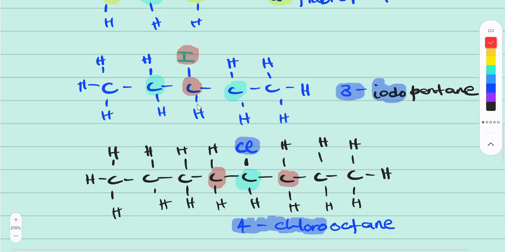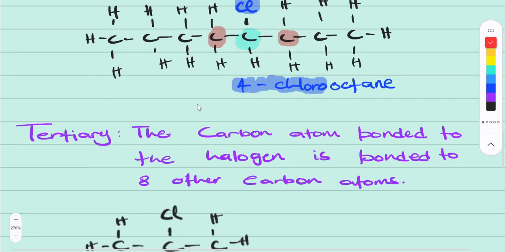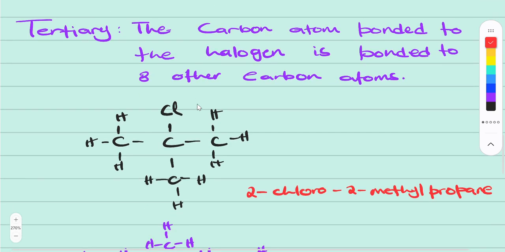So that is what's happening when they ask you about your tertiary, secondary, or primary. You're going to focus on the carbon that is bonded to the halogen and check how many carbons it is bonded to. So now let's move on to tertiary. Anytime they say define tertiary haloalkane, you're going to say it is when the carbon atom bonded to the halogen is bonded to three other carbon atoms. You're going to write that 3 in words.